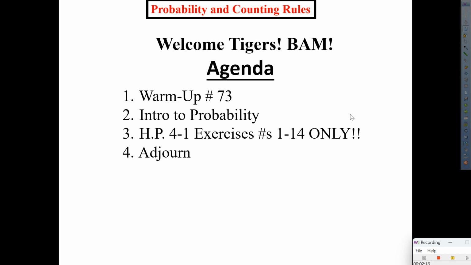And yeah, tonight's homework, 4-1 exercises, numbers 1 through 14. So in your textbook at home, you're going to go to section 4-1, also known as the introduction to probability. You go to the end of that lesson, and you're going to do problems or exercises 1 through 14 only. Okay? Yes, Mr. Q. All right. And you already sent me your warm-up in, yes? Once again, warm-up 73 done, intro to probability, and homework for tonight, 4-1, exercises 1 through 14.